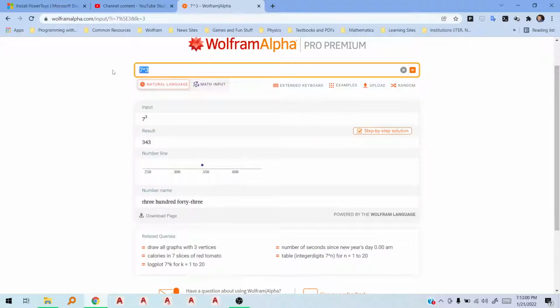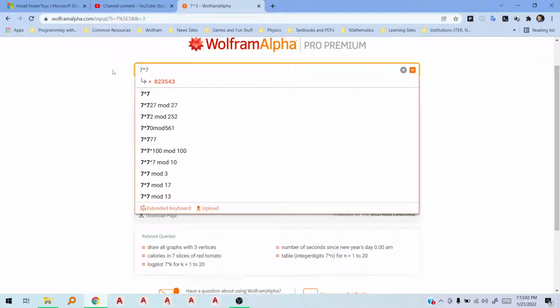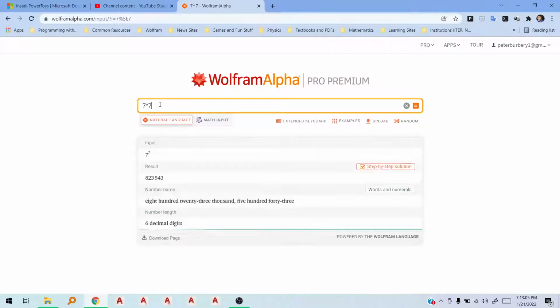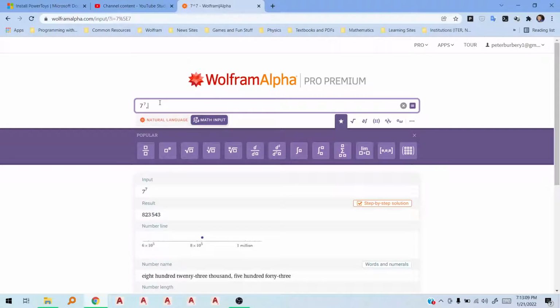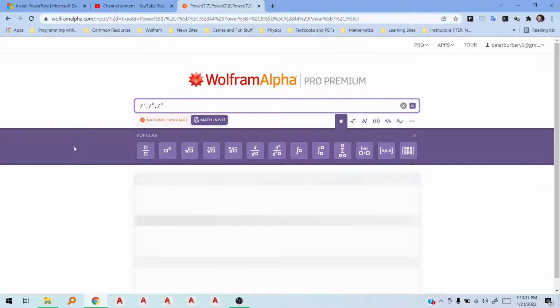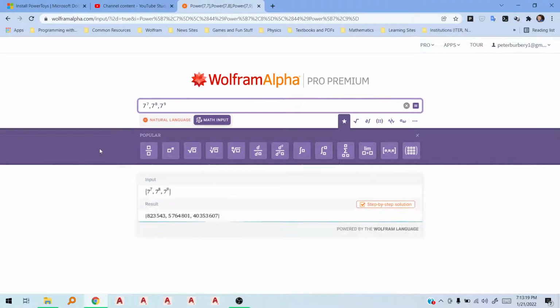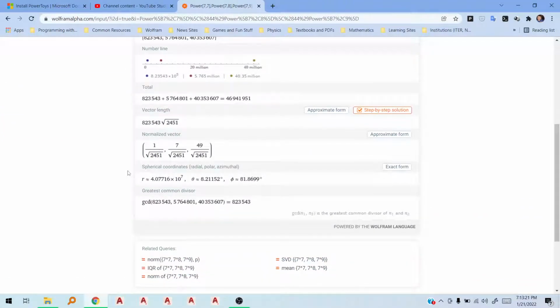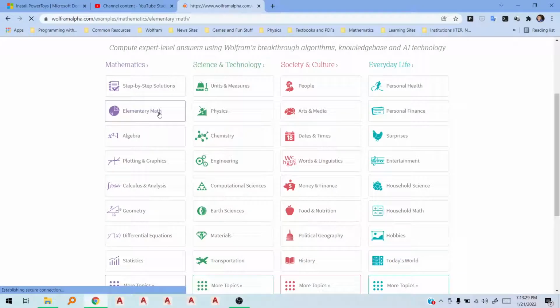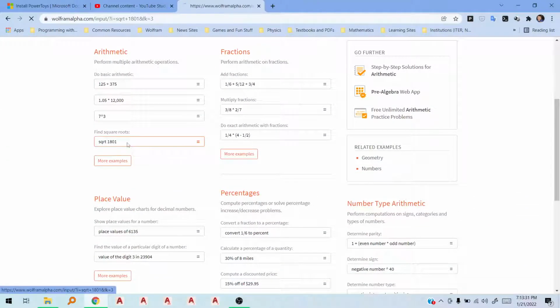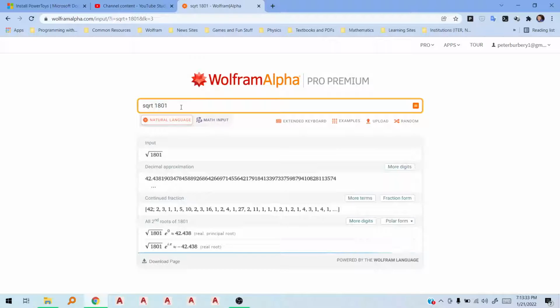So maybe I want to know what 7 to the power of 7 is. And just plug it in. Maybe I want to know 7 to the power of 7, 7 to the power of 8, 7 to the power of 9. And I can get these different results. I can find the square root of a number.